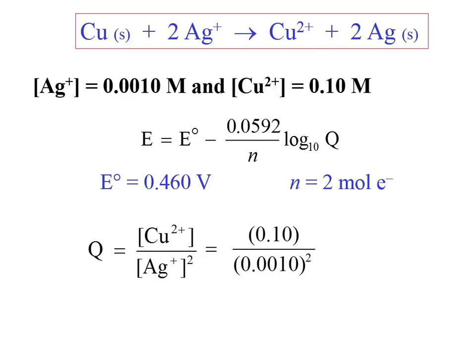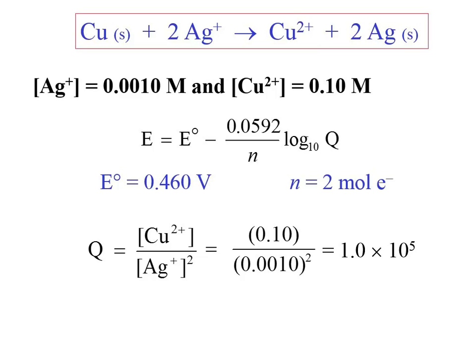And of course, remember, we're going to square that because the coefficient in front of silver is 2, and that's how we write equilibrium constant expressions. So that's how we write Q expressions also. If you do the math here, you'll get 1.0 times 10 to the 5th. That's your Q. And we're going to plug that into the Nernst equation.